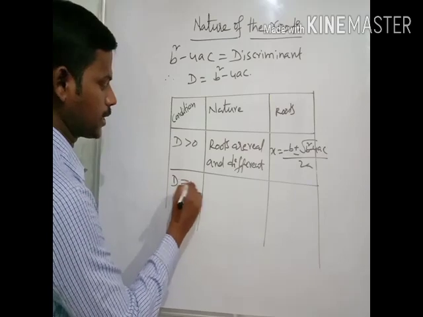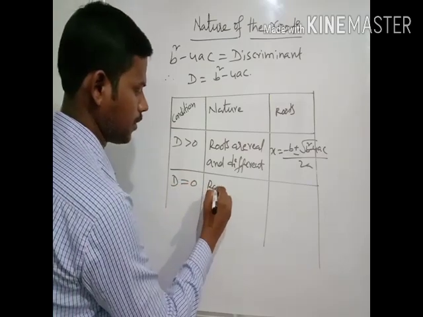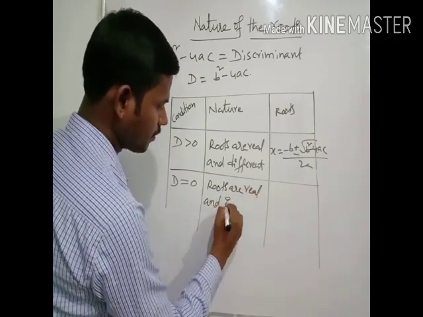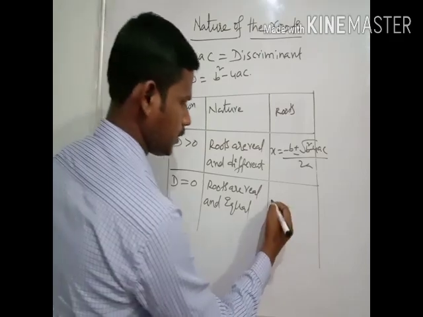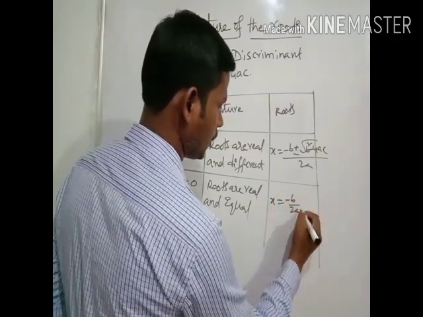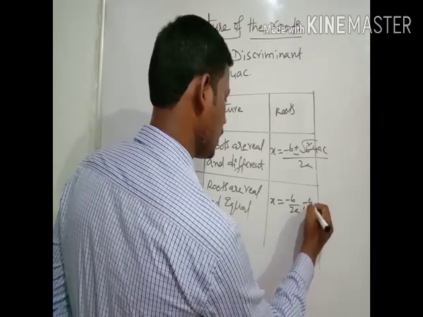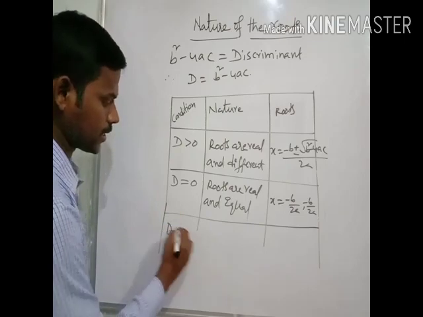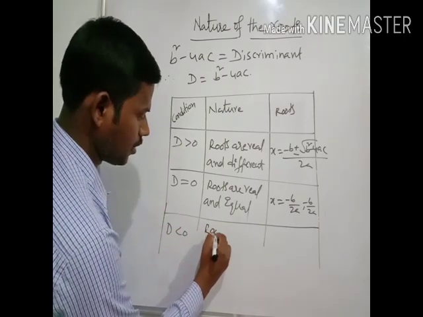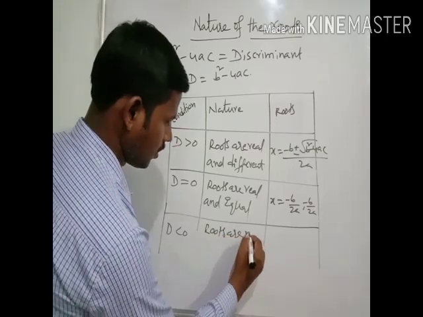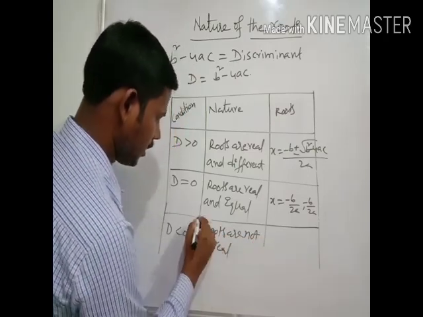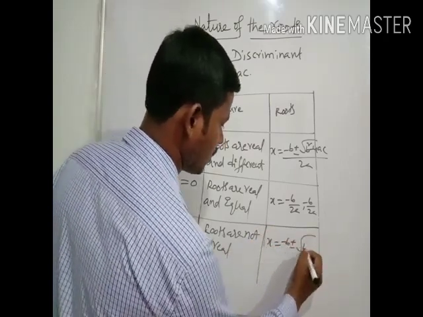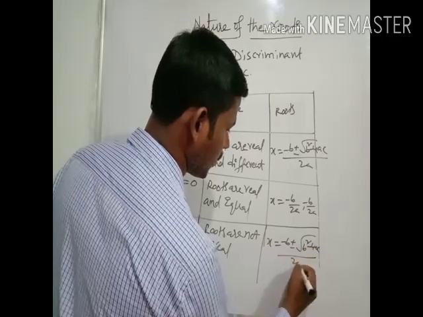Second condition, discriminant equal to 0. The roots are real and equal. So x equal to minus b by 2a. Another value also minus b by 2a. Okay children. If discriminant less than 0, then what happens? Roots are not real. That means roots are what, children? Imaginary. x equal to minus b plus or minus square root of b square minus 4ac by 2a.